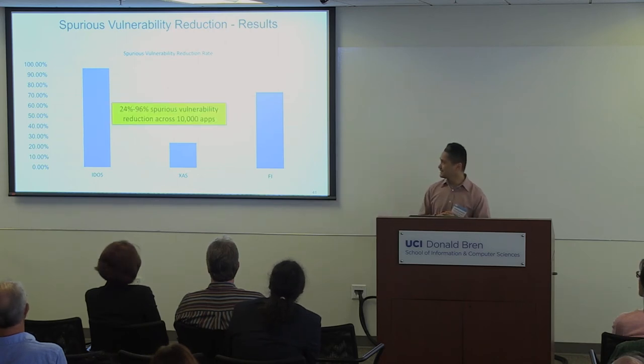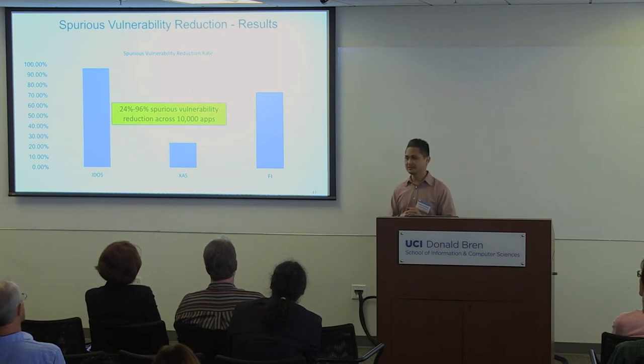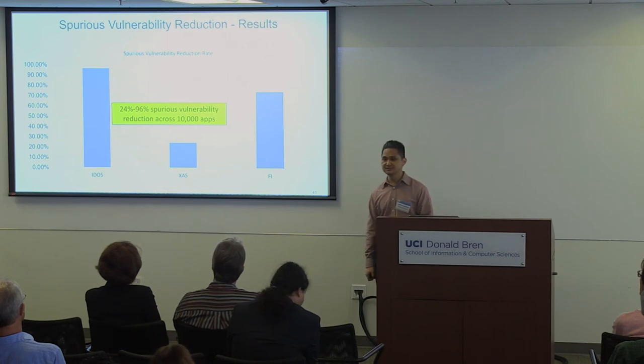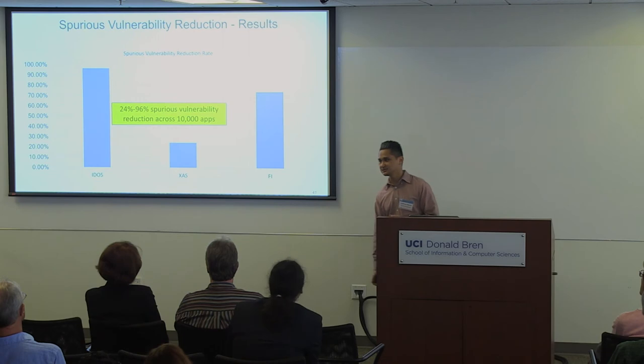And so here what we find is that for 10,000 apps, and by the way, these apps are all from Google Play, randomly selected, we can reduce the number of spurious vulnerabilities by 24 to 96%. So that's a huge reduction.